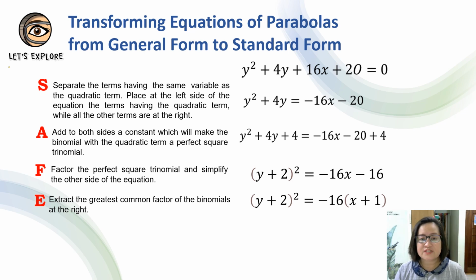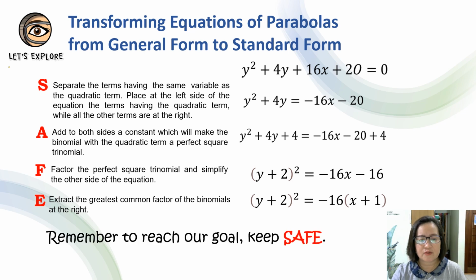Take note, it's very easy to identify the value of c in this case. So 4c is equal to negative 16. Hence, we will have a negative value for c. Or if we have negative 4c equals negative 16, we will have c equals positive, then we will just follow the format given, whether it's opening upward or downward. Okay, remember, to reach our goal, keep safe.